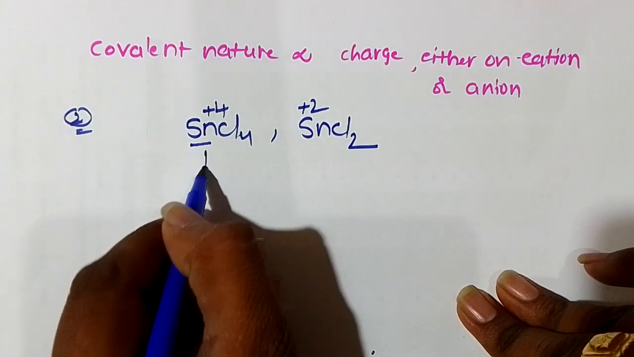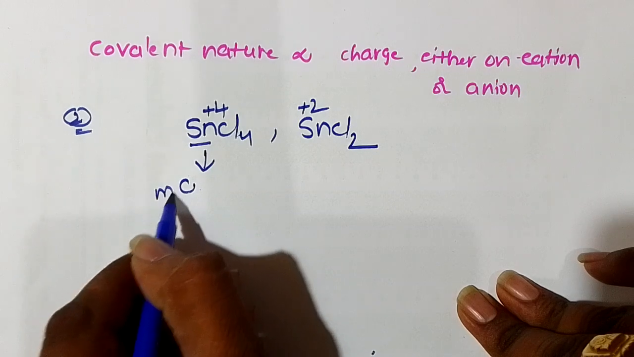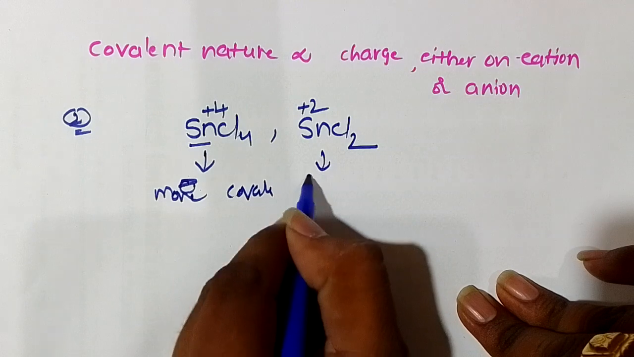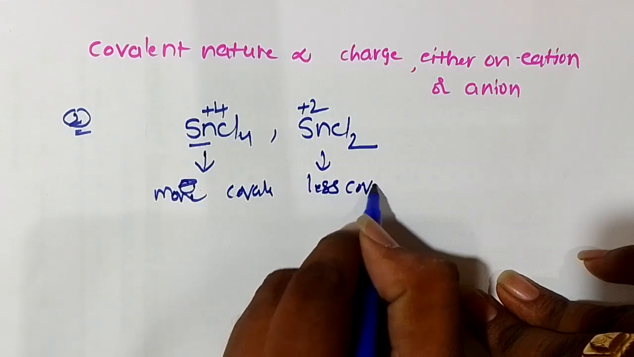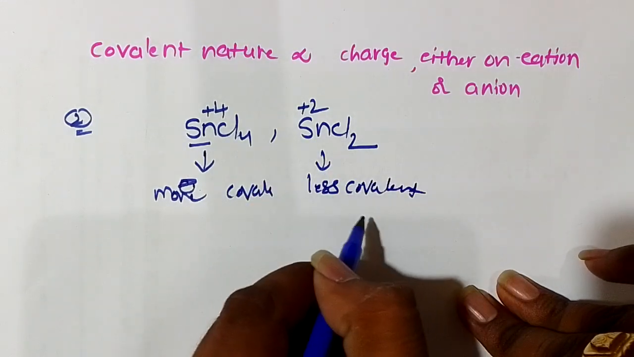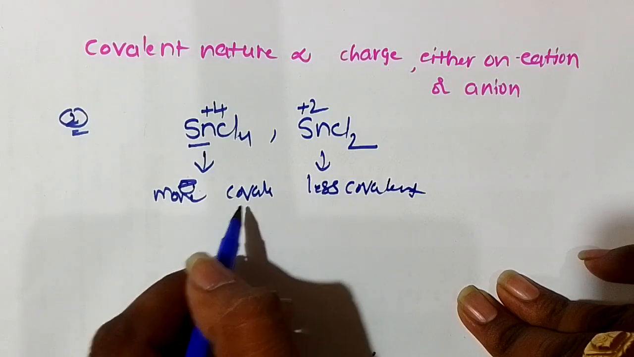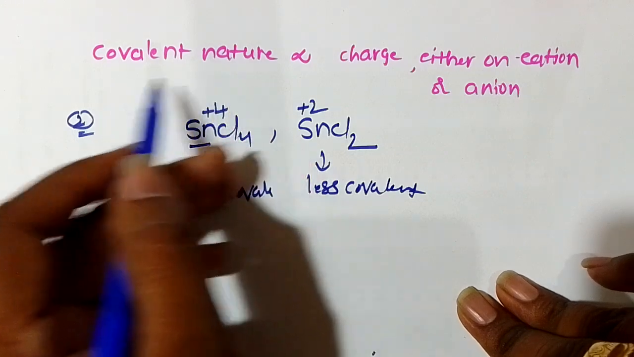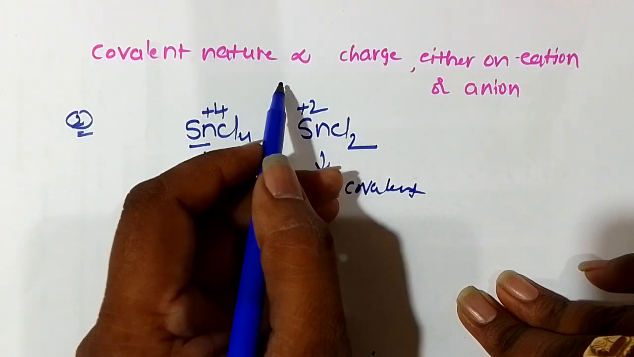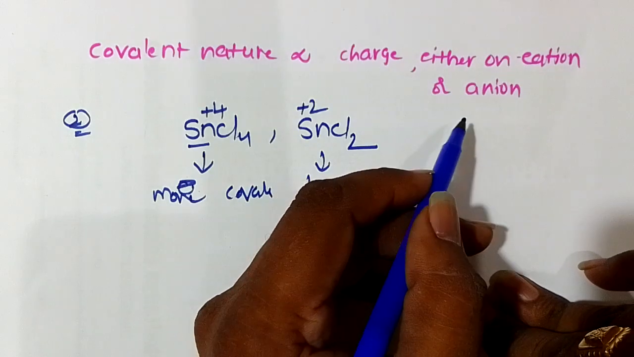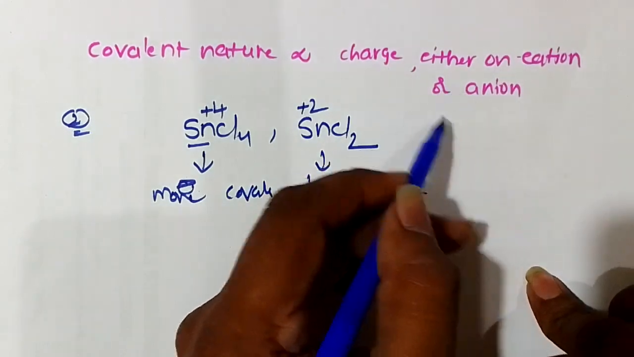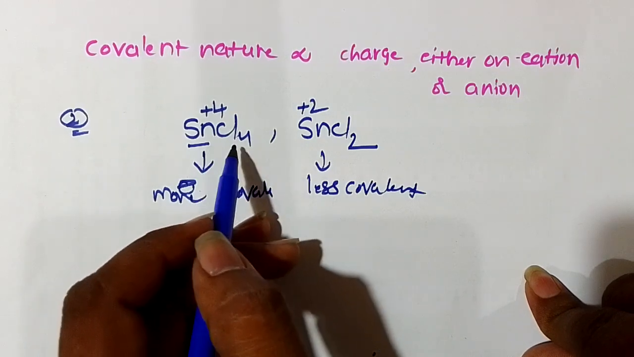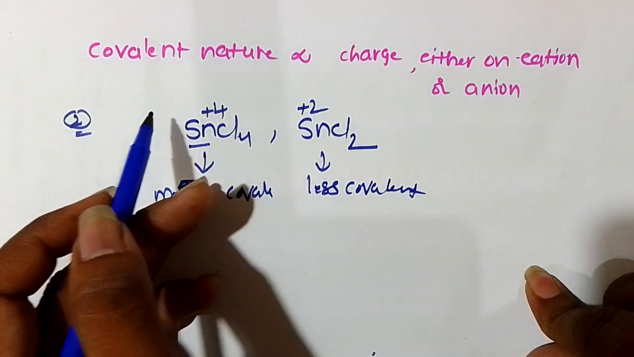Now which one has more covalent nature? This is more covalent, and this is less covalent. Less covalent means more ionic nature, more covalent means less ionic nature. From this we can say that covalent nature is directly proportional to the charge on the cation or anion. If the charge increases on the cation or anion, the covalent nature increases.